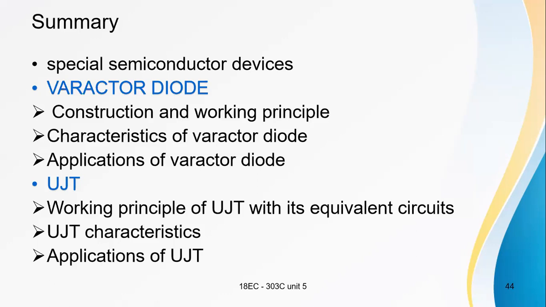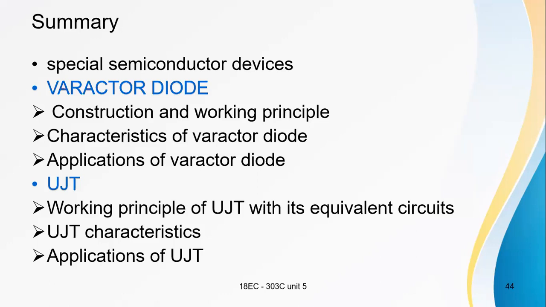And the next one is UJT, unijunction transistor. The name itself indicates it is a transistor. That means it has three terminals: emitter, base 1, and base 2. And the number of junctions for this transistor is only one junction, unijunction. And we discussed the construction of UJT, the working of UJT, and the equivalent circuit of the UJT.